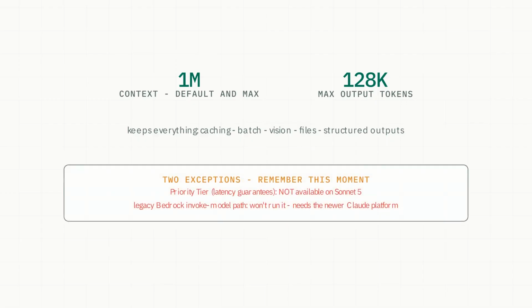2 exceptions to note now because they decide migrations later. The priority tier for latency guarantees is not available on Sonnet 5, and on the Amazon side, it does not run on legacy Bedrock's invoke model path. It requires the newer Claude platform integration. If either of those is load-bearing for you, remember this moment.